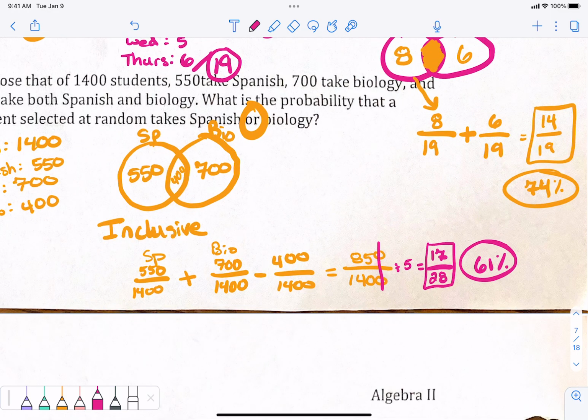Okay? Now, if 61% are taking Spanish or biology, what's the other 39% doing? Taking both. No. This includes the people taking both. The other 39% are taking neither Spanish nor biology. They're taking other classes like math and history and English, right? Because this number right here is anybody who's taking Spanish, taking biology, or taking both Spanish and biology. Does that make sense? That's this number. The remaining 39% would be taking neither of those classes, right? Okay. All right. Good. Question about that?